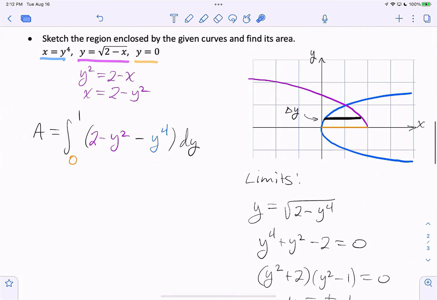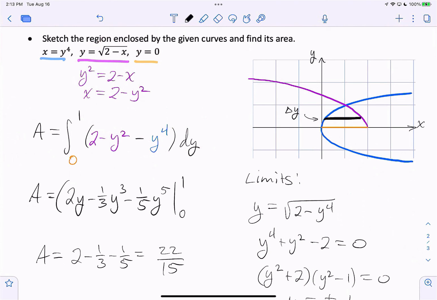And then here, the purple function needs to be in terms of y. And so I took y equals the square root of 2 minus x, solved it for x. And now I have 2 minus y squared minus y to the fourth. All that times dy. That's my integrand. If you didn't already, go ahead and finish it out. I'll just wait a beat so you can pause it and then come right back. And after using the power rule and evaluating at the limits, we get 22/15.